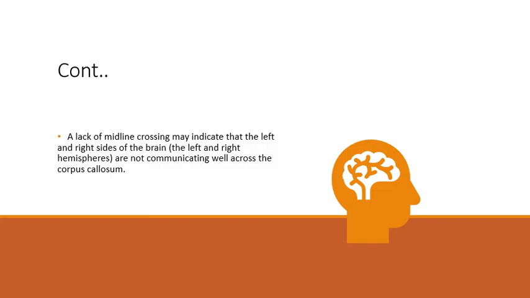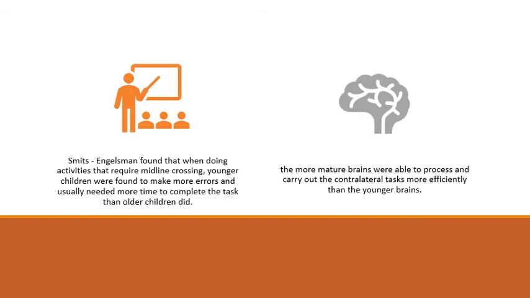A lack of midline crossing may indicate that the left and the right side of the brain are not communicating well across the corpus callosum. Smith found that when doing activities that required midline crossing, younger children made more errors than older children. The more mature brain was able to process and carry out the contralateral task more efficiently.